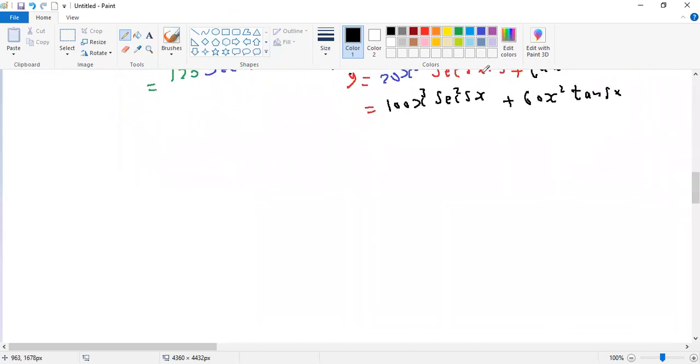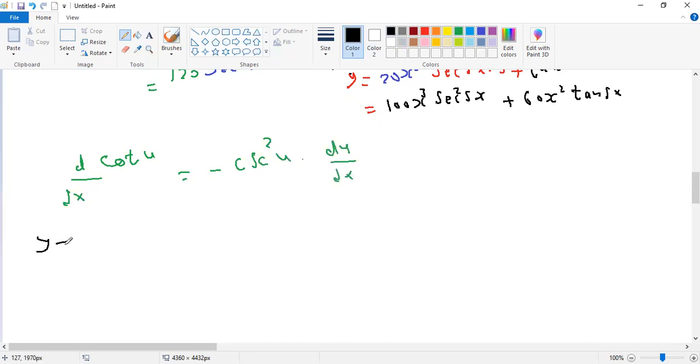What about now the derivative of cotan? If I have cotan u, the derivative of the cotan is equal to minus cosecant squared u times the derivative of u.